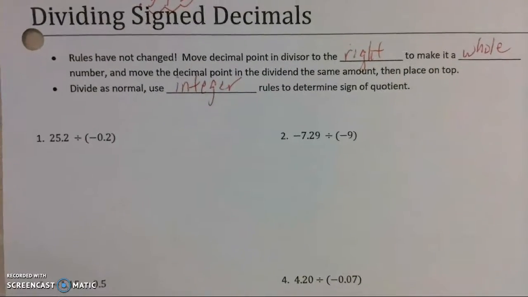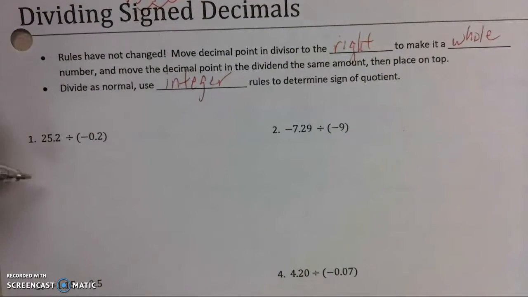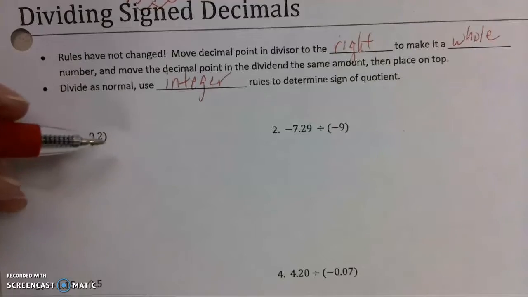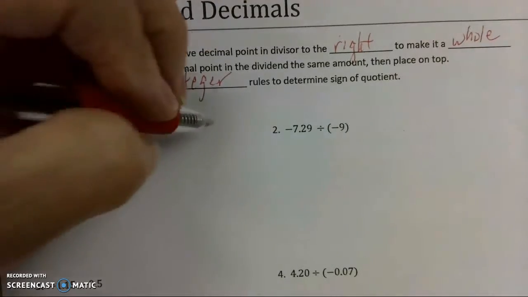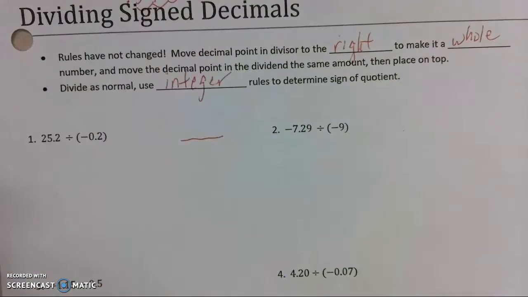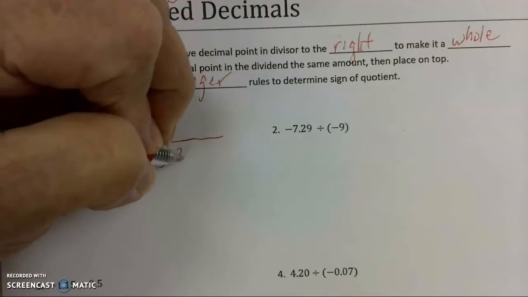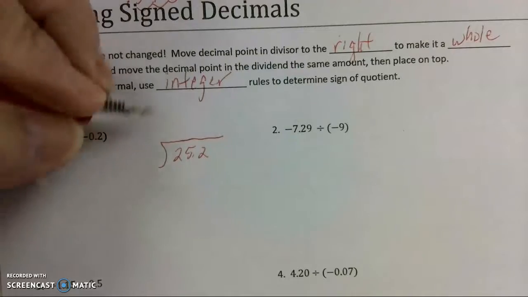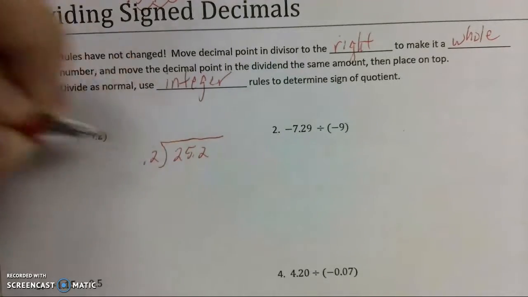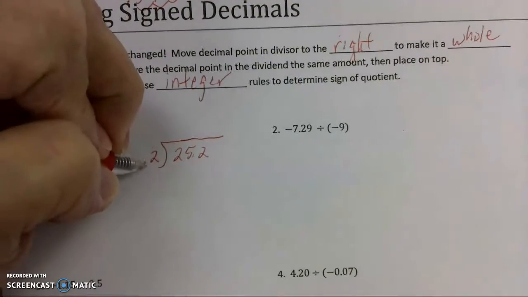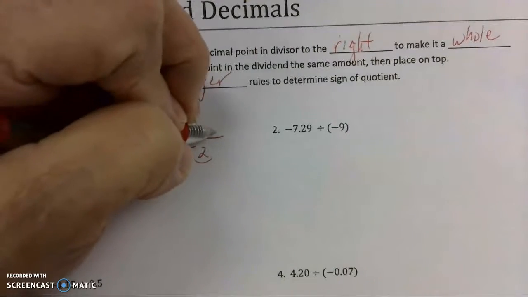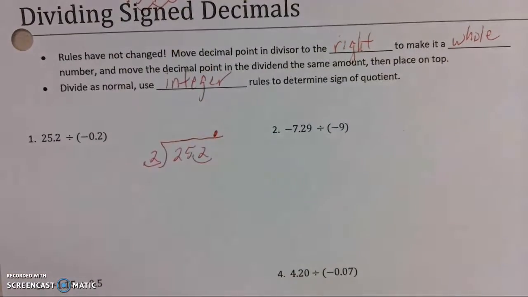So, as I look at number 1, 25.2 divided by negative 0.2. And now my answer is going to be negative. 25.2 is my dividend. 0.2 is my divisor. I need to move the decimal point. And now I divide.